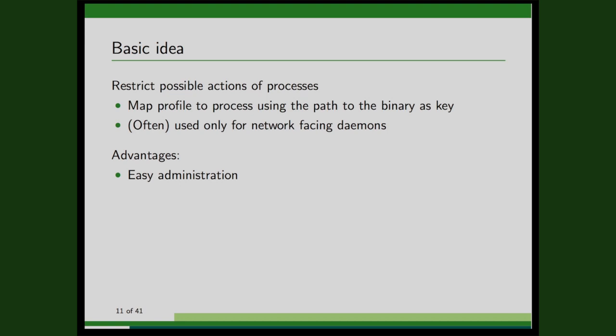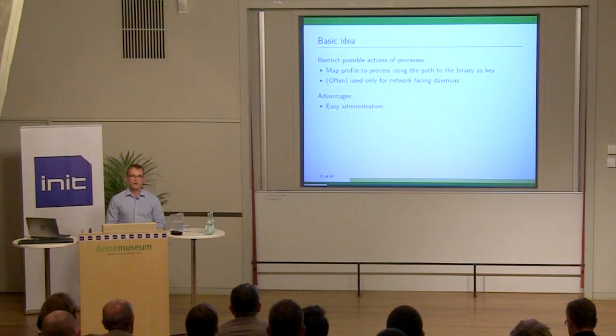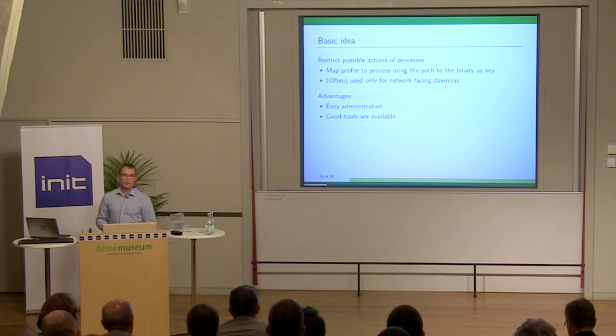Very often, AppArmor is only used for network-facing daemons. This is in contrast to SE-Linux. SE-Linux is used very often for pretty much everything on a system. You're flexible there. You can use it also for only network-facing daemons, but AppArmor is very often used only for network-facing stuff. It has a couple of advantages. First of all, it's relatively easy to administrate. And you will see that once we get to SE-Linux, there are quite good tools available for AppArmor that help you in your task of creating profiles. And of course, it's supported in SUSE products.